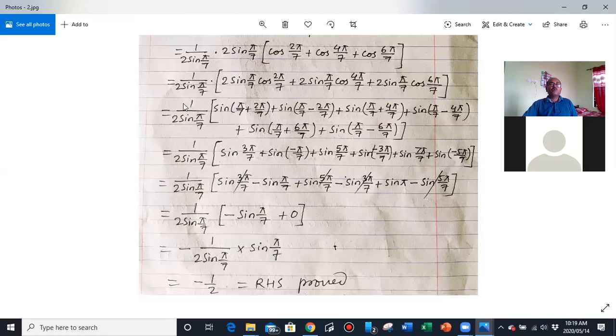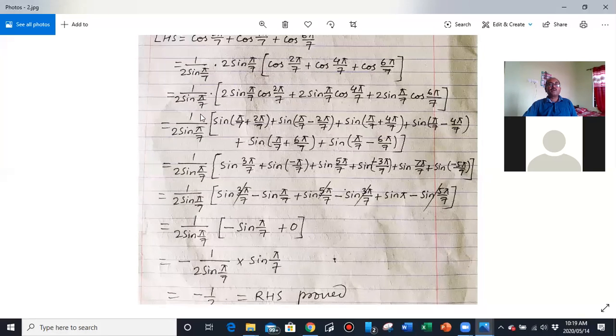So now check. 1 by 2 sin pi by 7, it is outside. So now till the end it is outside. And inside, 2 sin pi by 7 cos 2 pi by 7 plus 2 sin pi by 7 cos 4 pi by 7 plus 2 sin pi by 7 cos 6 pi by 7. In every term 2 sin pi by 7 was multiplied. Now see which formula can be used. This is sine, this is cos, there is 2. 2 sin A cos B.